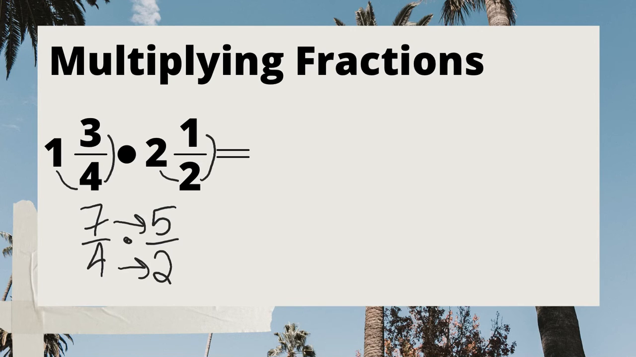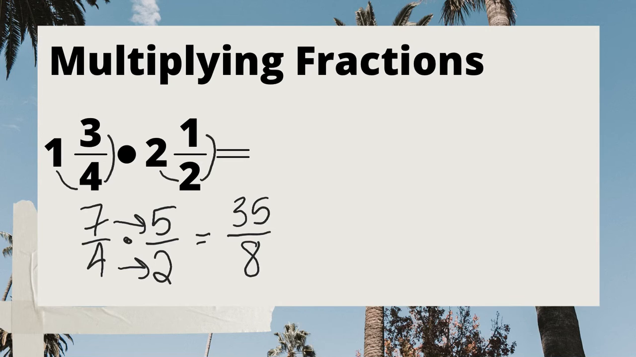And then when we multiply straight across, 7 times 5 is 35, 4 times 2 is 8, and then you might notice in this fraction, we can't leave it the way it is because it's an improper fraction and our numerator is bigger than our denominator.